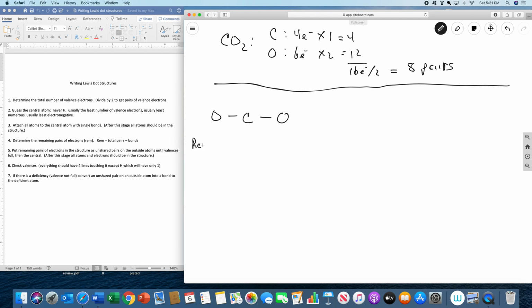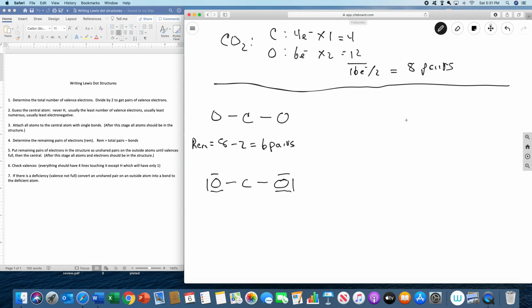So my remaining pairs, there were 8. I've used 2. That means I have 6 pairs of electrons I still have to put in this structure. Now where am I going to put those 6 pairs in? So let's redraw this. Now step 5 says we put them as unshared pairs on the outside atoms until they're filled. So we're going to put them on the oxygens. 1, this is how I do it, 2, 3, 4, 5, 6, and now the valences are filled. Remember, you stop when you have 4 lines touching it. Now the carbon's not done, but we're not there yet.